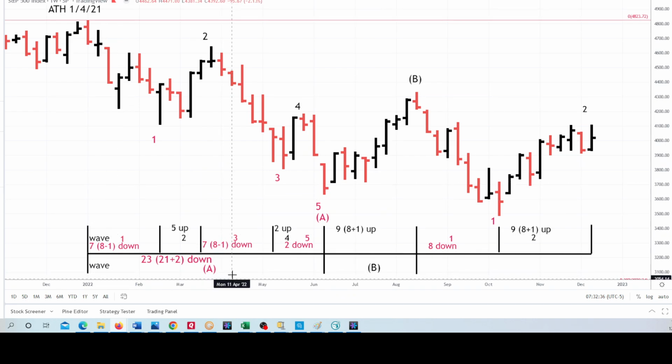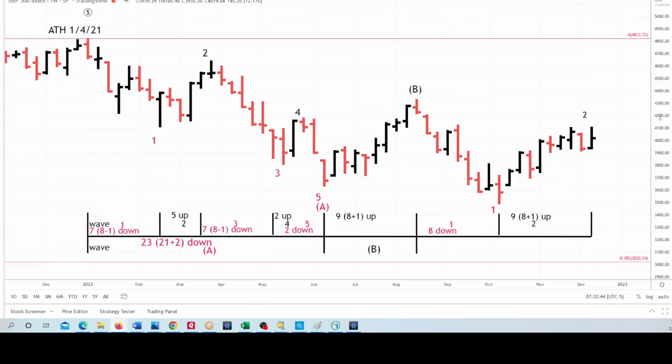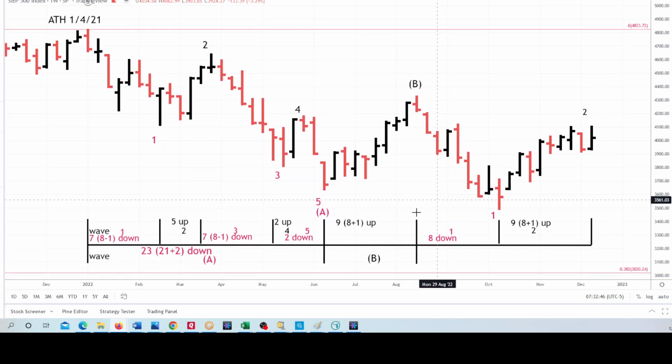You can see wave A down 23 weeks, close to Fibonacci 21. Wave B, do I have that cut off there? I may. Let's see here. B was 9 weeks up, or 9 bars up, if you will, 8 plus 1. Wave 1 of C, 8 down. Wave 2 of C made a slightly higher high yesterday for this week.